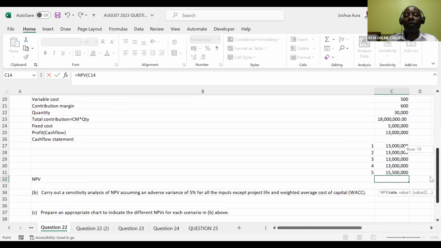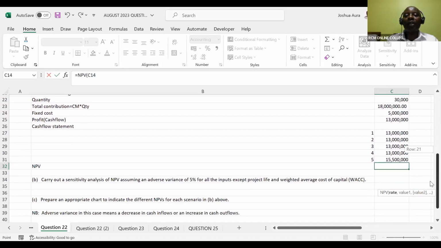Then I come down here. So here, after that, I'm saying comma because I'm following this. Value 1 to value 5. Highlight all of them. The first cash flow to the 5th cash flow. You close your bracket. So when you do like that, you'll be able to get the total present value.